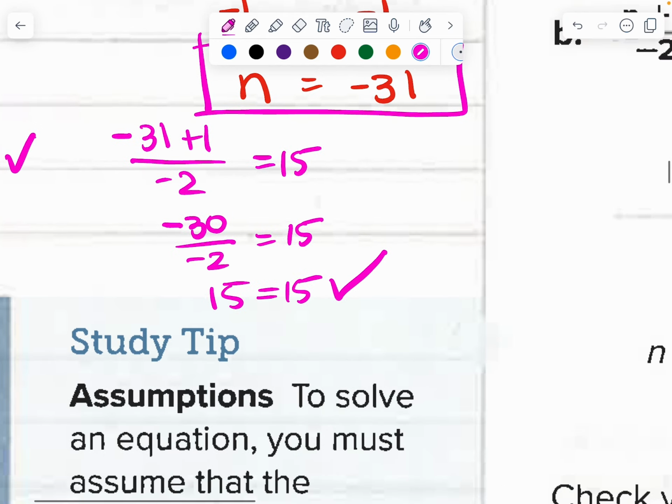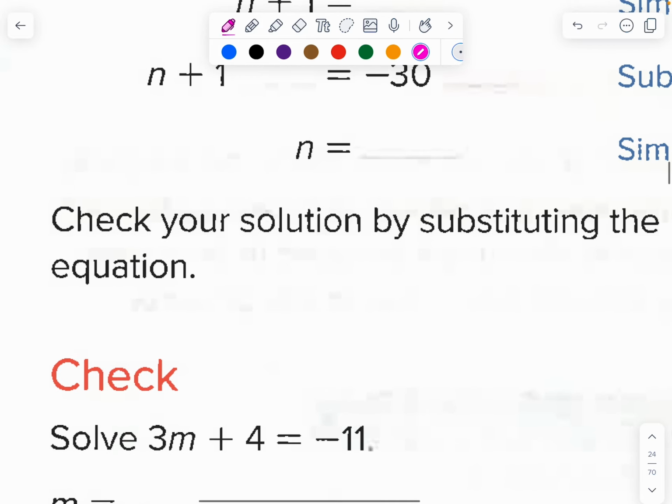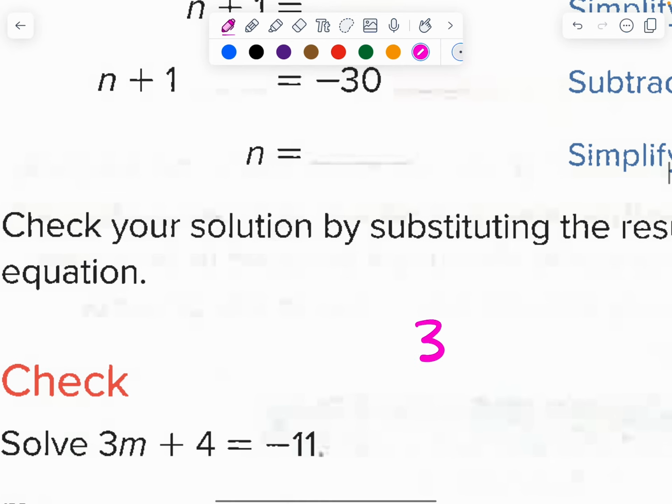Now, down here. Okay, so now we're going to solve this one. So 3m, sorry about the phone.